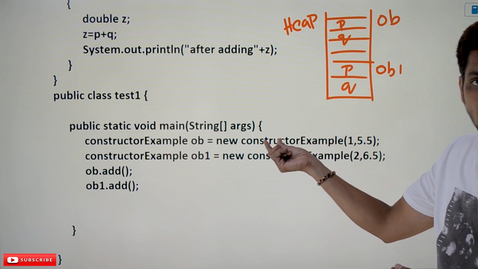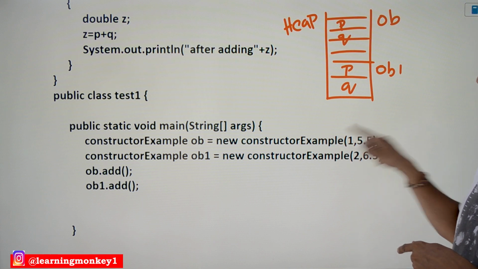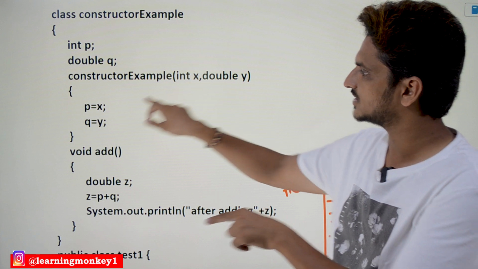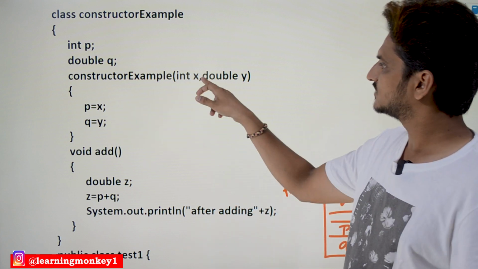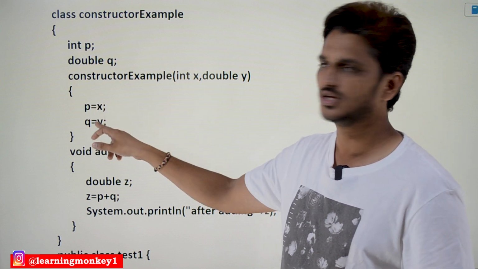Whenever we are defining the object, the constructor is called. These values are sent to the constructor. In the constructor example, this constructor is going to be called. X is 1, Y is 5.5.